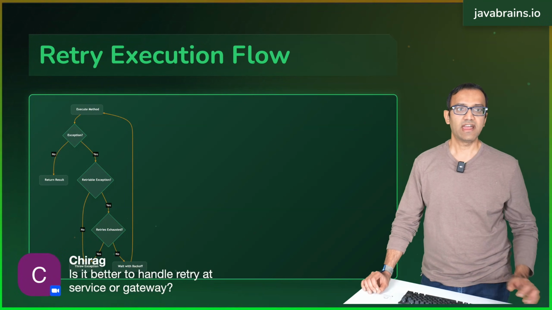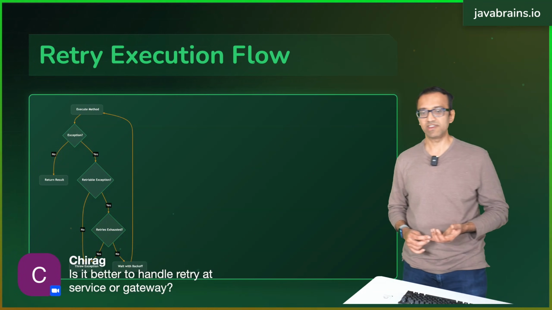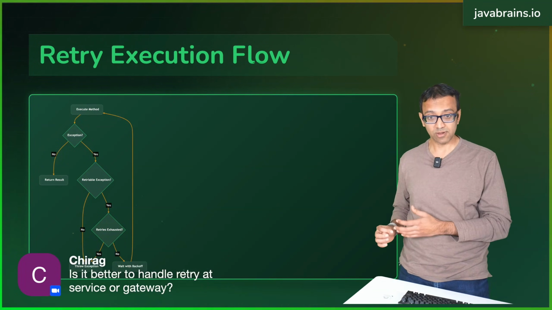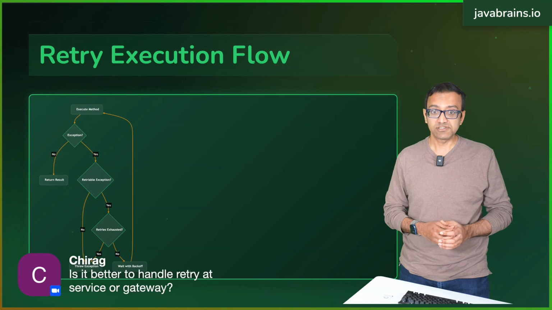Is it better to have handle retry at a service or a gateway? The gateway level is a different type of retry. This is at a method level. You're not even looking at a controller level. You're looking at a method level and saying this particular method needs to be retried.